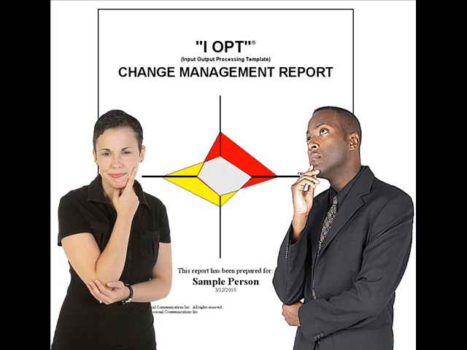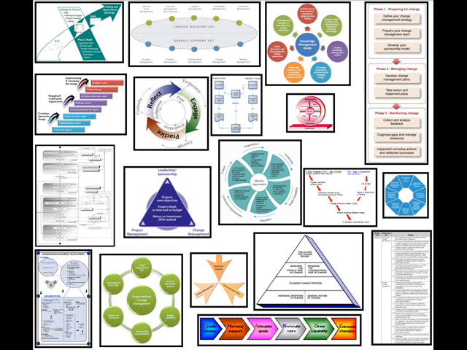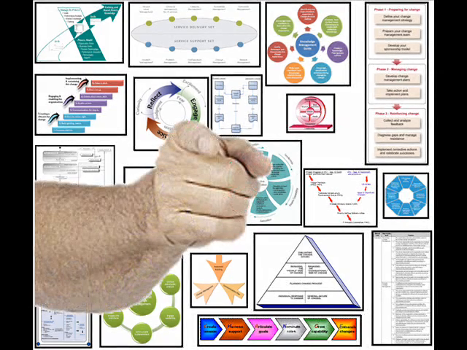This brief video will help orient you to the IOPT Change Management Report. Change management is just a name used to describe various ways to get people to do things differently. People have offered a lot of ways to help guide the process of change. This slide shows just some of those now being used. There are many more, but they all have one thing in common.